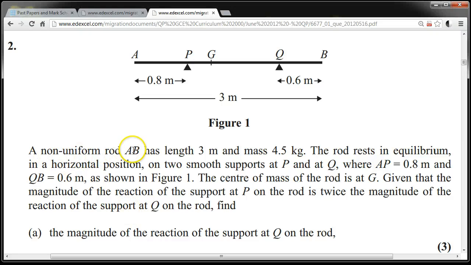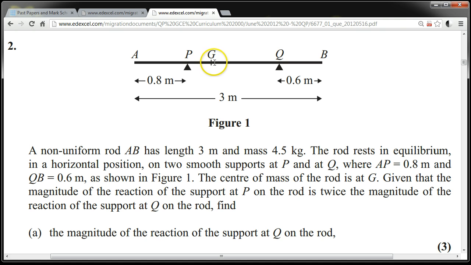A non-uniform rod AB has length 3 meters and mass 4.5 kilograms. The rod rests in equilibrium in a horizontal position on two smooth supports at P and at Q, where AP is equal to 0.8 and QB is equal to 0.6 meters, as shown in figure 1. The center of mass of the rod is at G.